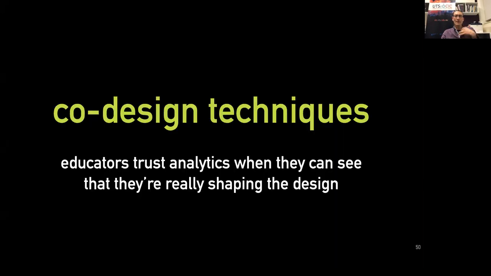Okay, so that's one kind of trust building infrastructure. Another approach that we're taking, this is the final example I'll give you, is to use co-design techniques. Again, to bring stakeholders into the design conversation so that they really feel that they're having an influence over this tool that we're asking them to deploy with their students.